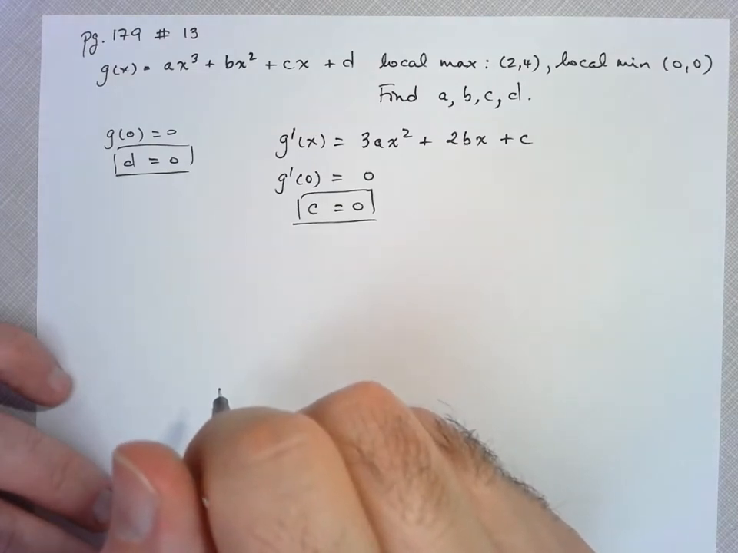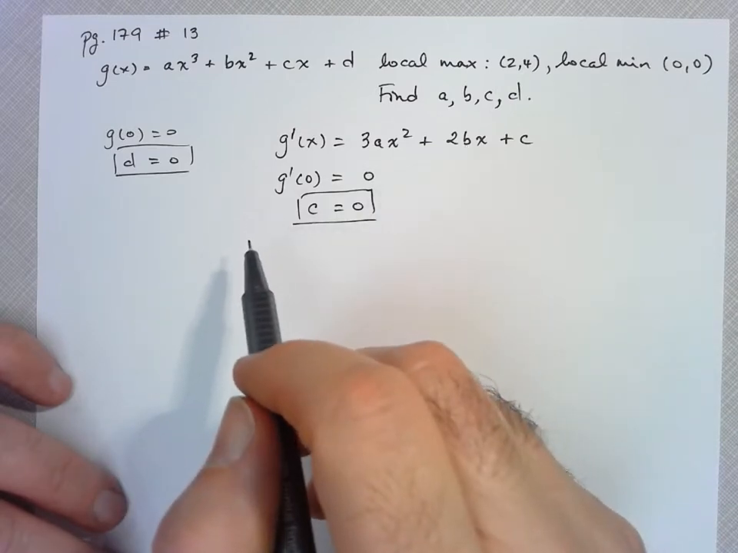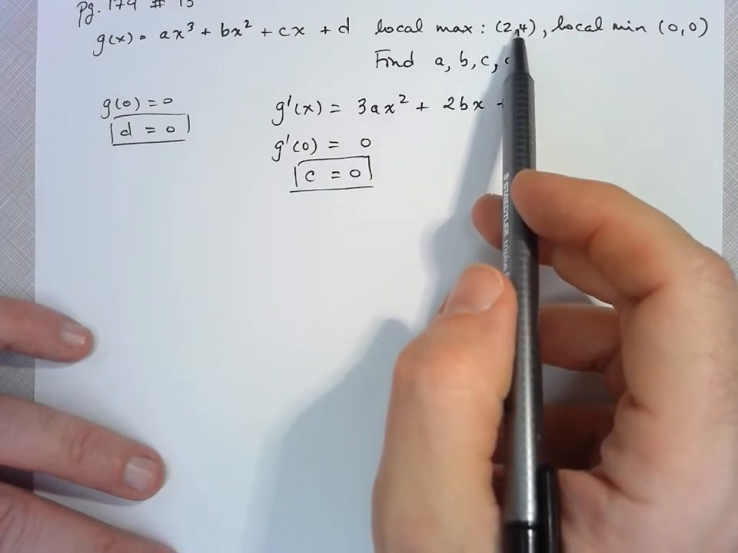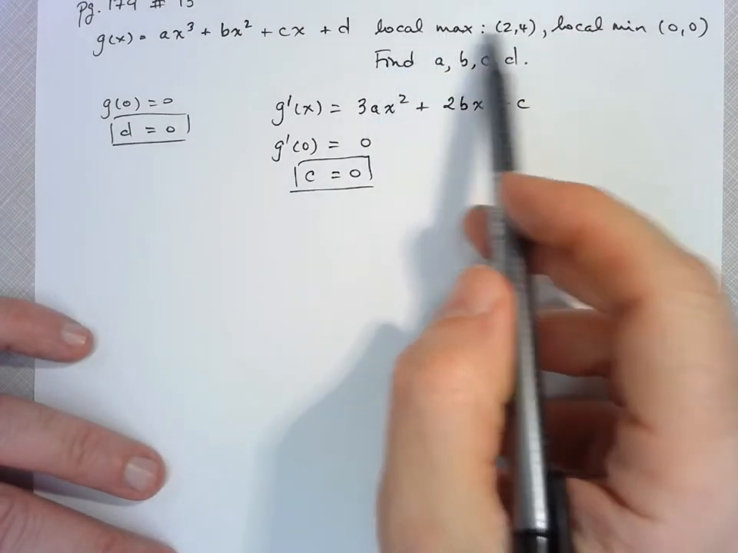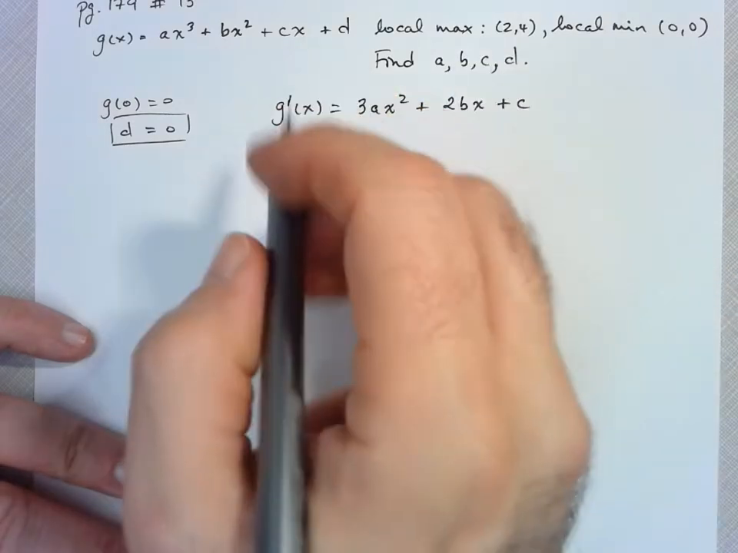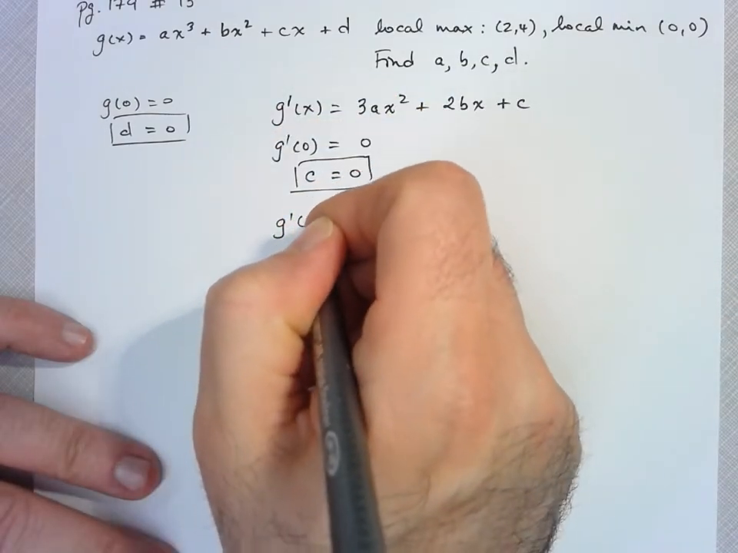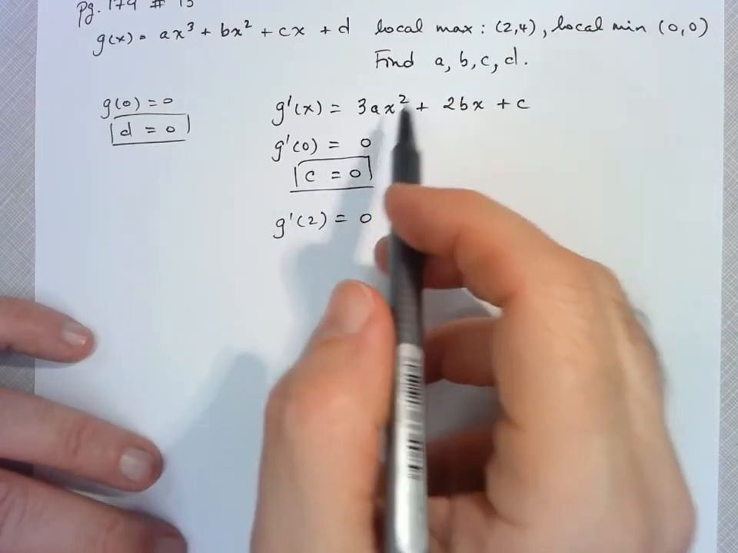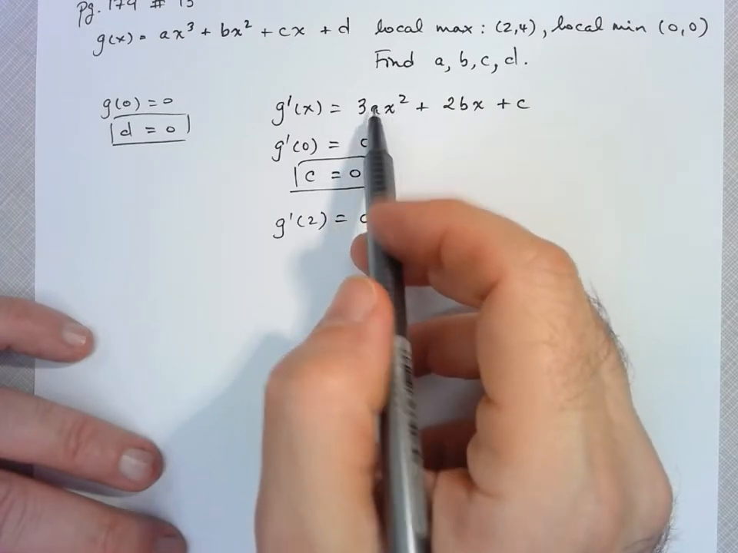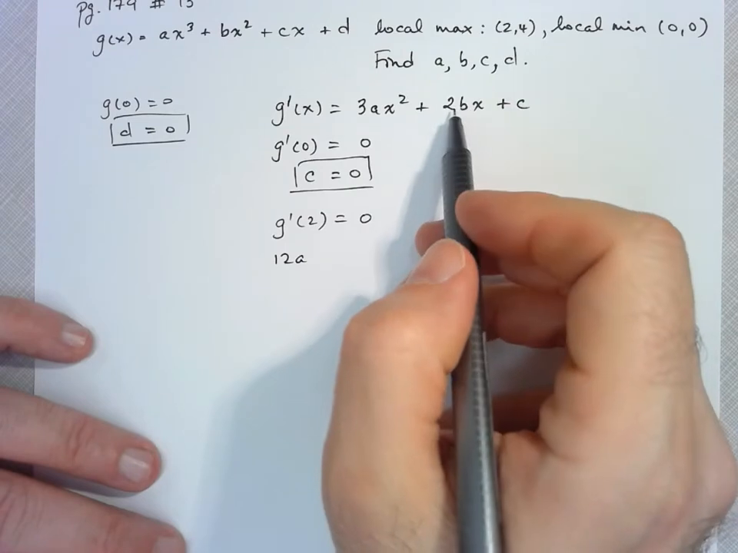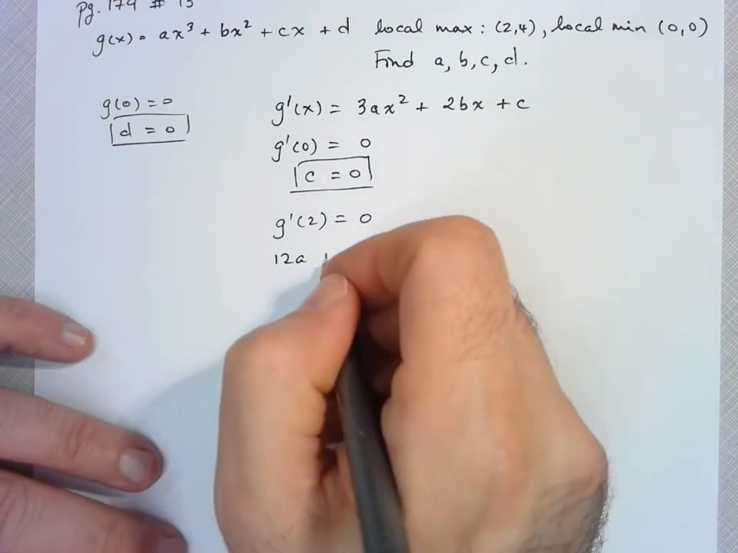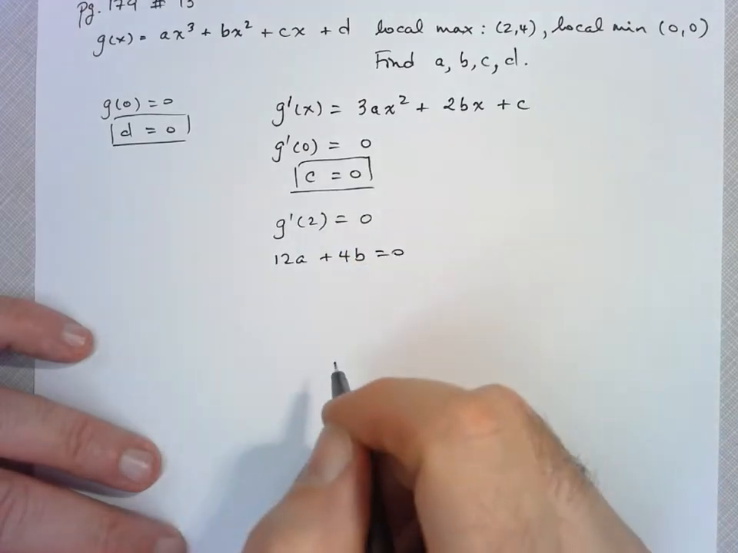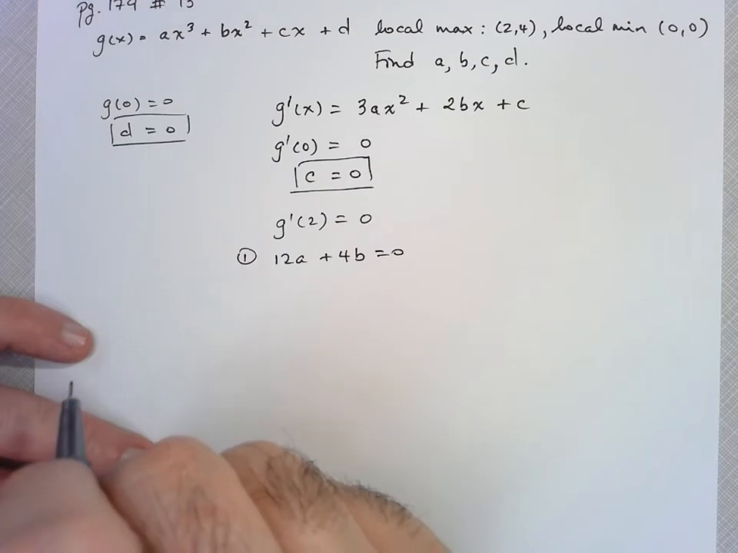Now the only thing I'm left with is a and b, and I've got 2 pieces of information that I have not used yet. I haven't used the fact that (2, 4) is on the function, and I haven't used that there's a local extremum at x equals 2. So let's go to that one. I know that g prime at 2 also needs to be equal to 0 since there's an extremum there. And what is g prime at 2? Here 2 squared is 4 times 3 is 12, so we've got 12a. 2 times 2 is 4, so we've got plus 4b. c was equal to 0, so that's gone. And this expression has to be equal to 0. So here's my first equation with a and b.